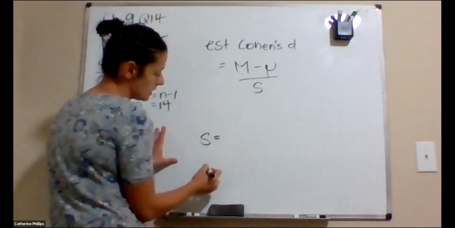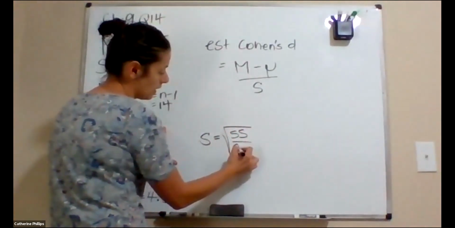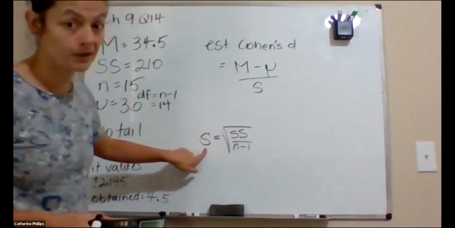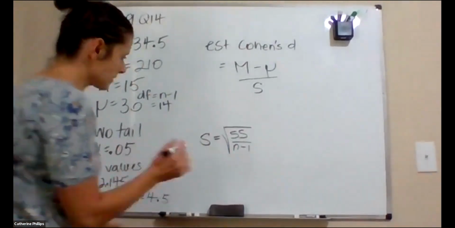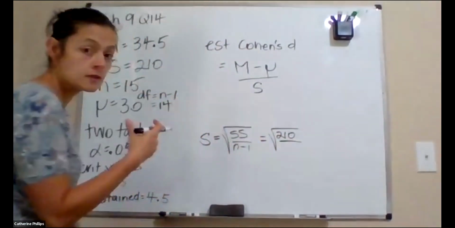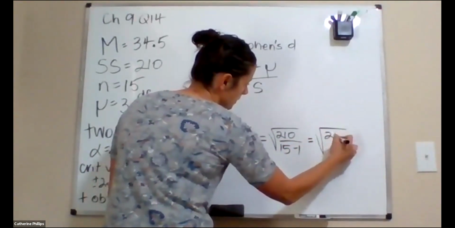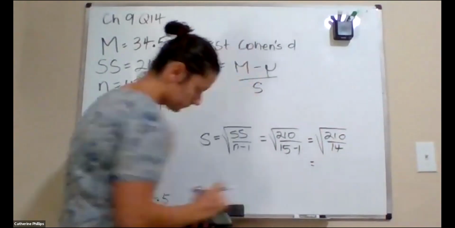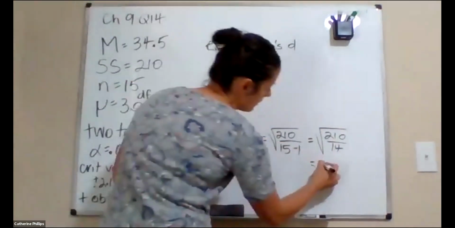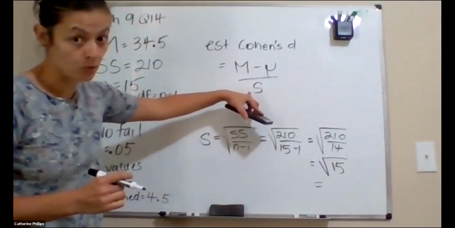So standard deviation is equal to the square root of the sum of squares divided by n minus 1. N minus 1 because we have a sample, not a population. So this sum of squares, this was 210. And our sample size is 15. Subtract 1, so we have the square root of 210 divided by 14. 210 divided by 14 is 15. So we need the square root of 15 because we need the standard deviation for our formula.